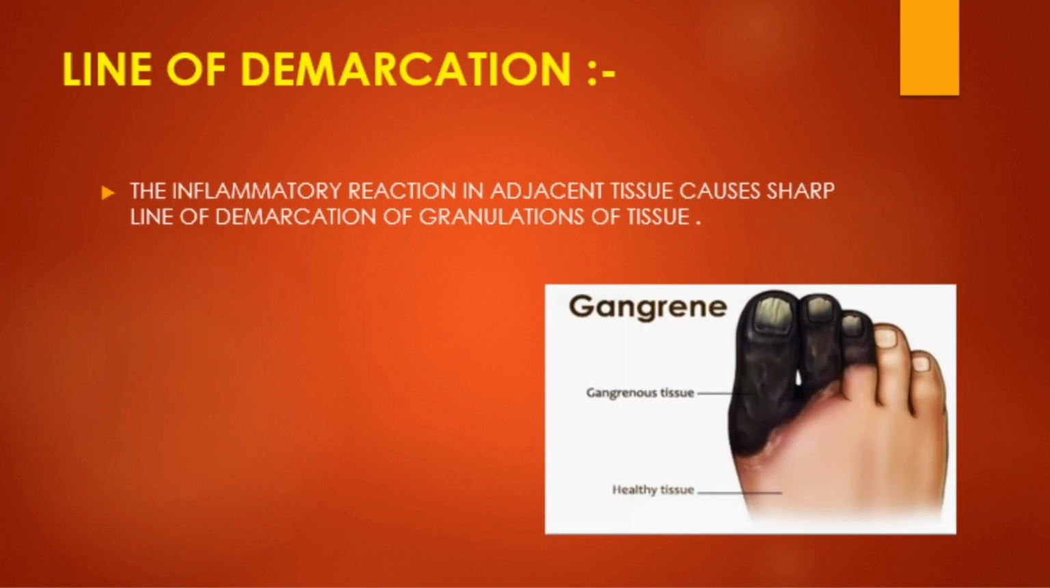Now, how is the line of demarcation formed? The inflammatory reaction in adjacent tissues causes a sharp line of demarcation of granulation tissue, separating the healthy tissue from the dead tissue, which acts as a mild irritant to the healthy tissue. So, because of the inflammatory reaction in the adjacent tissues, the line of demarcation is formed. This is how we have learned dry gangrene in detail.